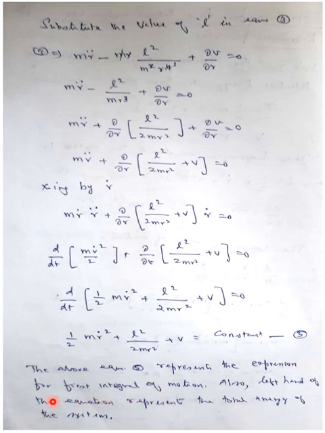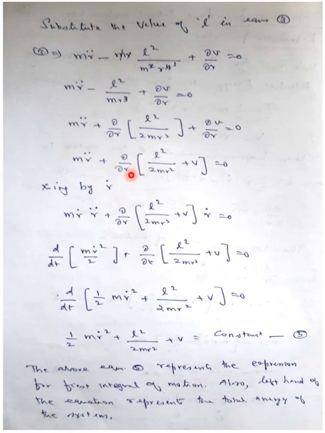Otherwise, all are the same. So, when you are solving this equation, you will get half m r dot square plus L square by 2mr square plus V equal to constant. So, this is called the first integral of motion equation.